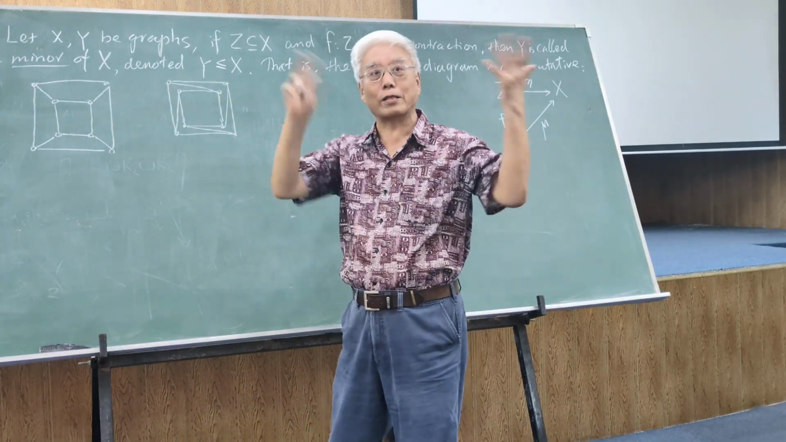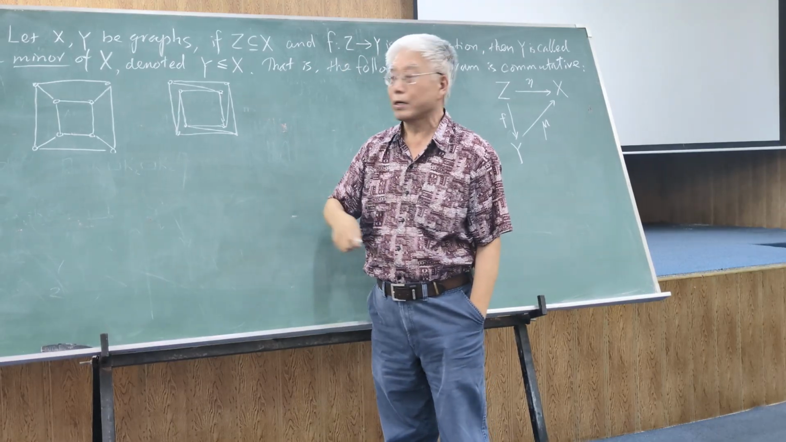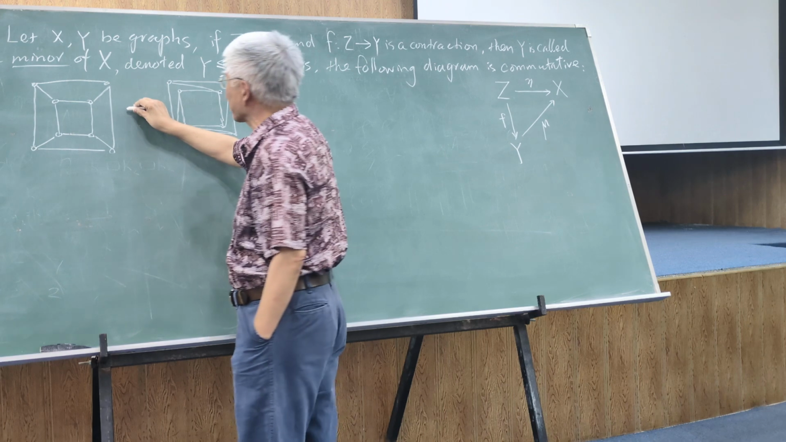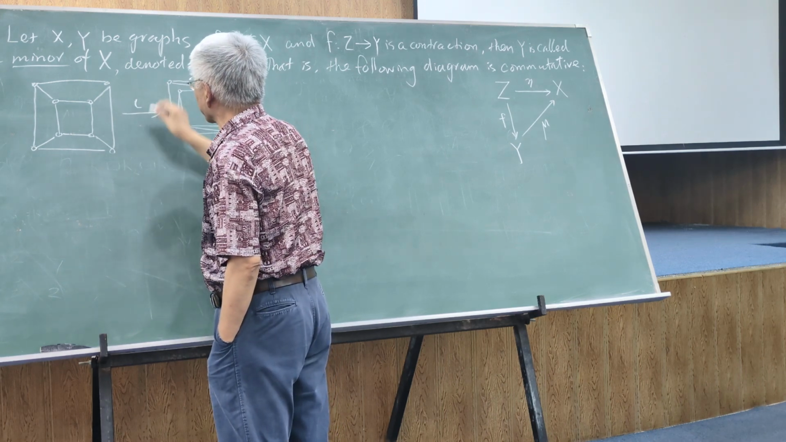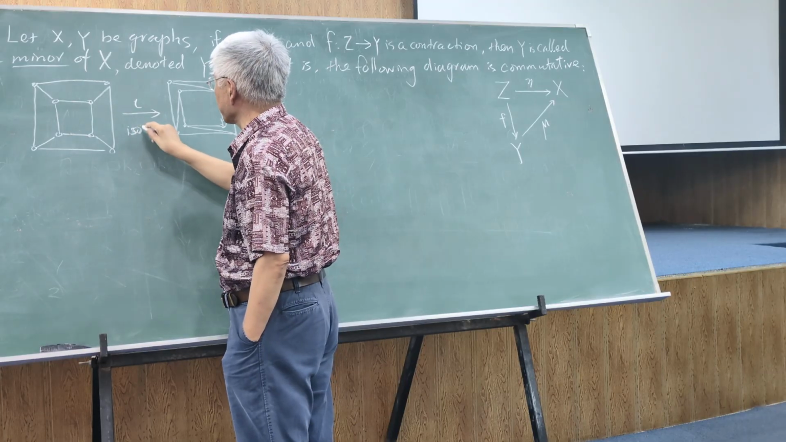Yeah, somehow rotated. It doesn't matter that it's rotated. For graphs, what is important is existence. These are isomorphic. So there is an isomorphism iota from this to that, or that's an automorphism.